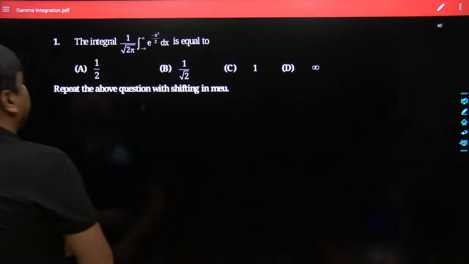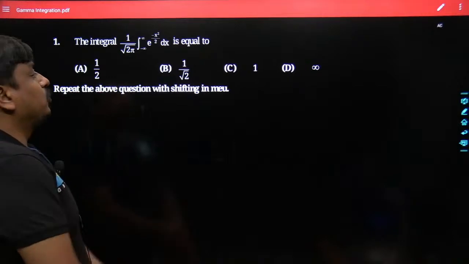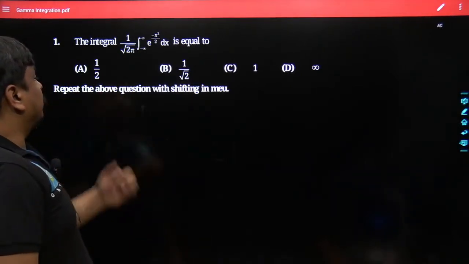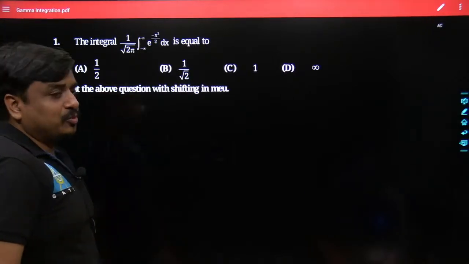The first option was 1 by 2. The second option was 1 upon root 2. Option C was 1 and similarly option D was infinity. Tell me what would be the best most answer?